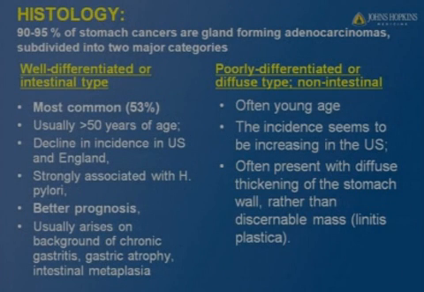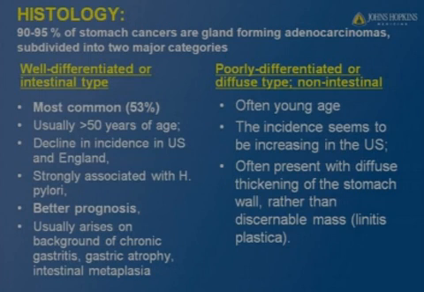When we are talking about the histology, 90 to 95% of the cancers are adenocarcinomas, and there are two major categories. There are many classifications which I'll go over. It can be well differentiated or intestinal type, or poorly differentiated diffuse type, non-intestinal, the other name. There are some major differences between the two. The well differentiated type, which is the most common, up to 53%, usually involves the elderly. There is a declining incidence in the US and England, and there is a high association with H. pylori. That is why the incidence is decreasing, because of the eradication programs.